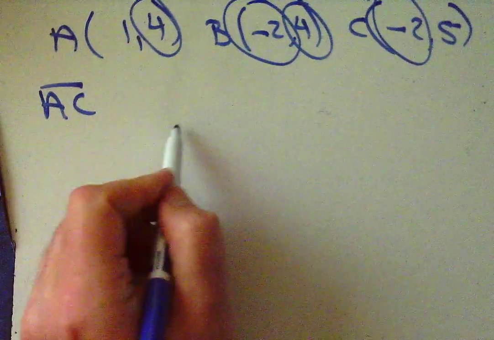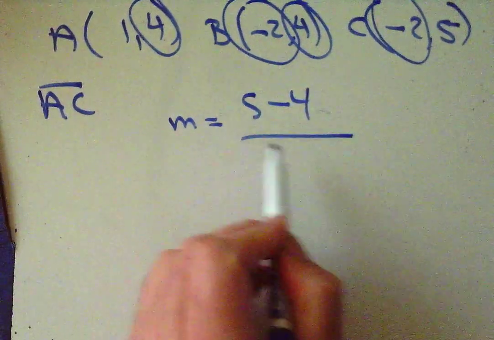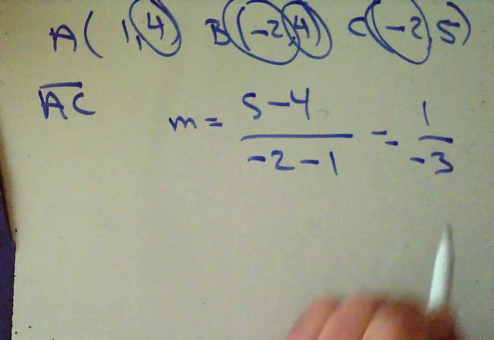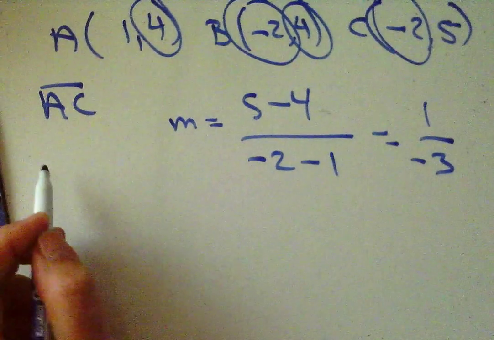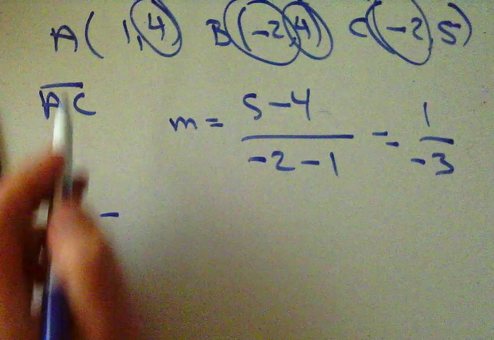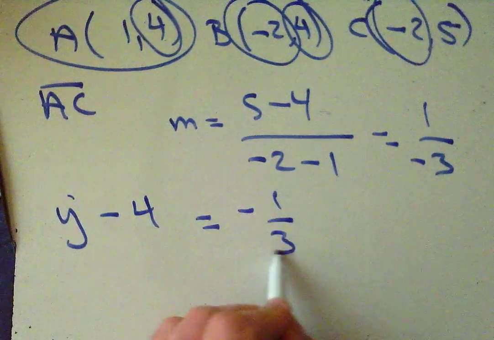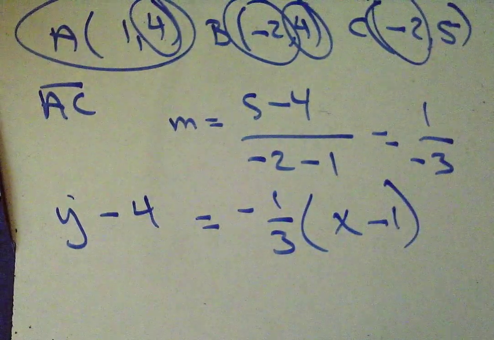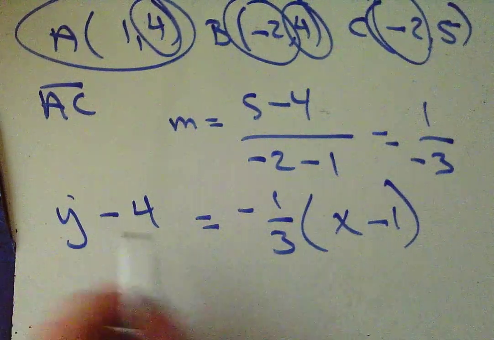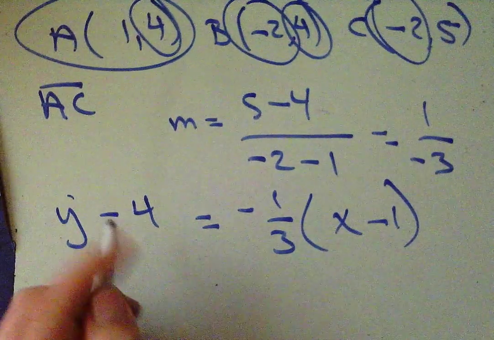Welcome back, everyone. Remember, the first thing we need to do is find a slope. 5 minus 4 over negative 2 minus 1. I get 1 over negative 3 as my slope. I'm going to use point-slope form. So I've got y minus 4 equals negative 1/3 times x minus 1. And we were asked to write our equation in standard form, so I'm going to have to distribute over here, move the x's over, and move this 4 over here.